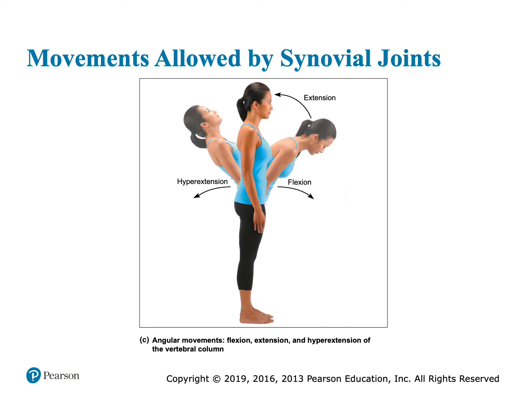So flexing your trunk would be bending down to touch your toes. Standing back up, straightening up, would be extension, and then hyperextension would be going into a back bend.